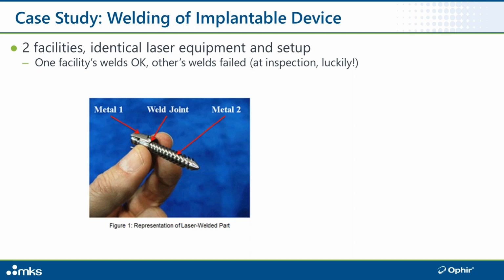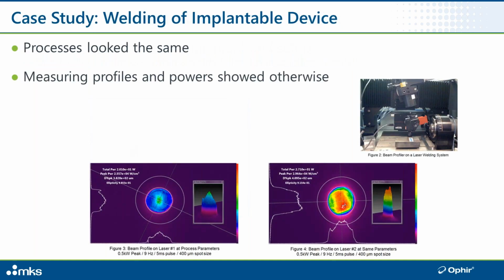So they called us to help them out. And even though the processes looked the same on paper and the equipment was the same, when we started taking detailed measurements of the power, and in this case, more specifically, the beam profile, it turned out that they were not the same. In one of the facilities, something in the optical alignment had shifted, and that was that. Once they found that, then fixing the problem was easy. So that was a good one.